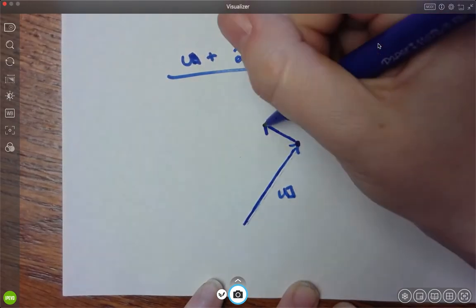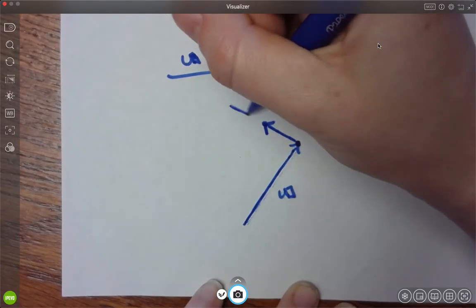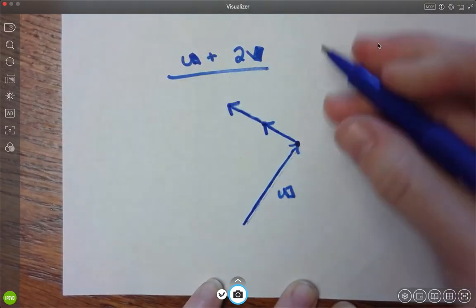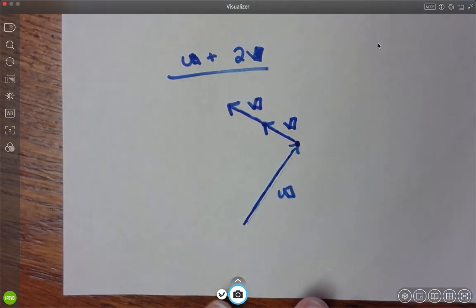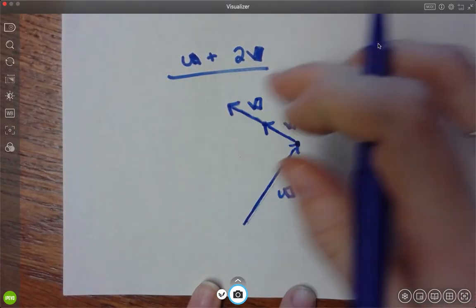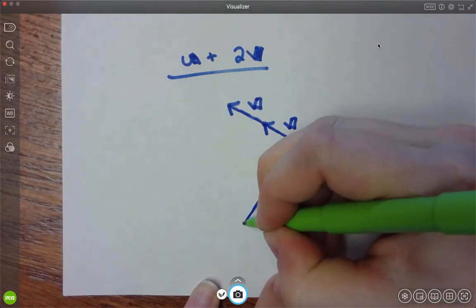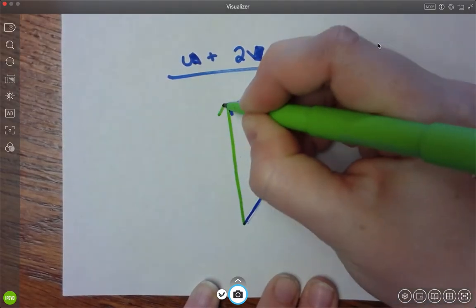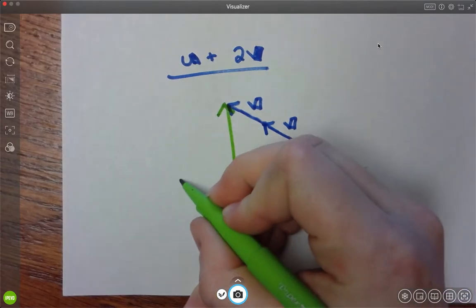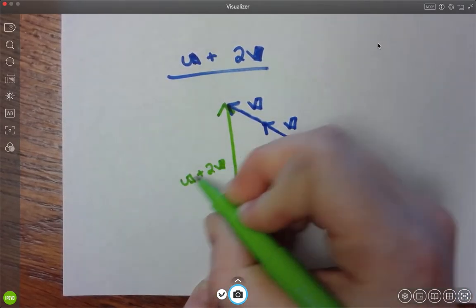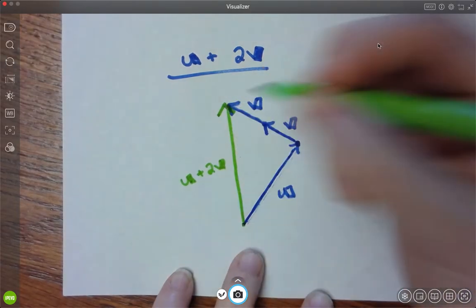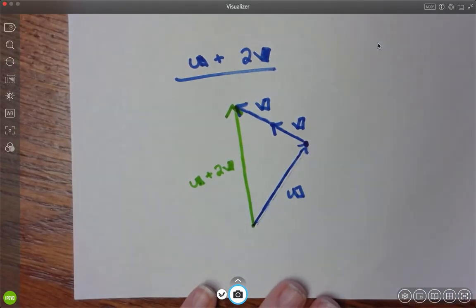Okay, but then I'm going to start here and I'm going to go a second v. Okay, so here is v, and here is another v. Okay, so when I'm adding u plus 2v, that will be from start to finish this vector right here. Okay, this will be u plus 2v, and that's what he will look like. Okay, start here, end there. That will take me exactly where he's trying to go.